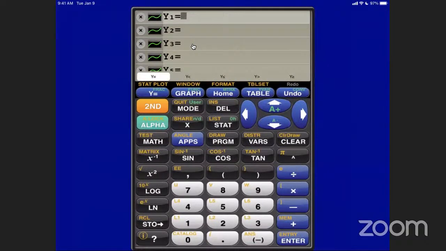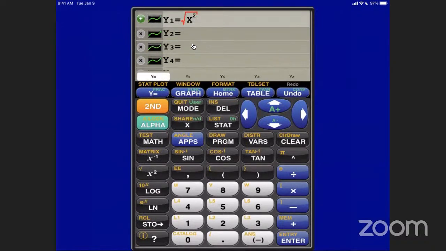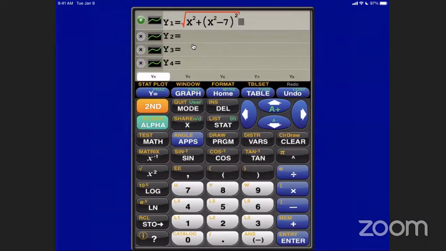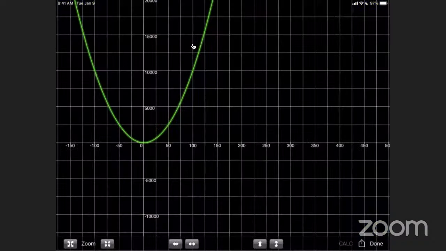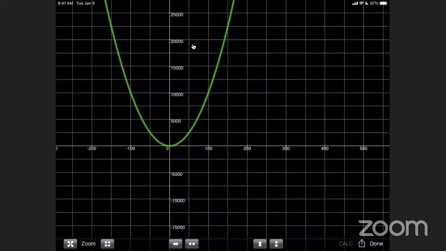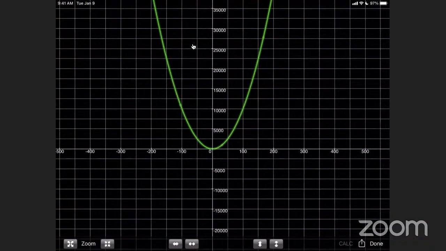type in the square root, and be careful with the parentheses here, the square root of X squared plus parentheses X squared minus 7 parentheses squared. See if I type that in right. Does that look right? Yeah. And I hit graph. And that's the graph.